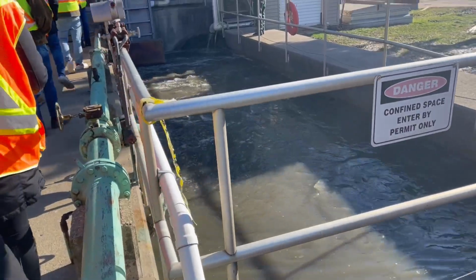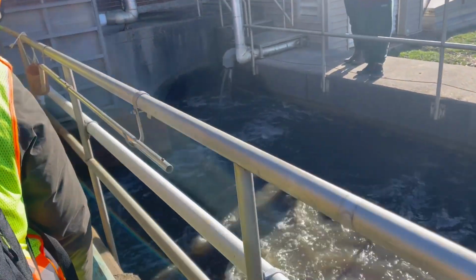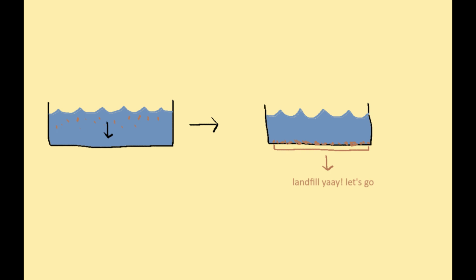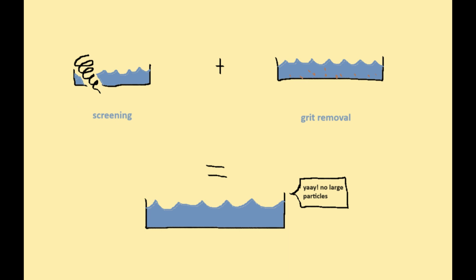The water from the previous screening pools flows to this area here, where the next step is grit removal. Any large debris, such as sand or large particles left over, settle down at the bottom of this pool. The settled grit is also sent to landfills for waste disposal. Using both the screening and grit removal steps ensures that the water is free of larger particles.